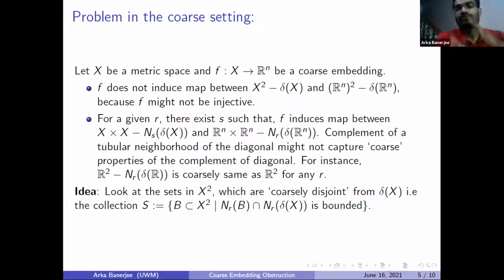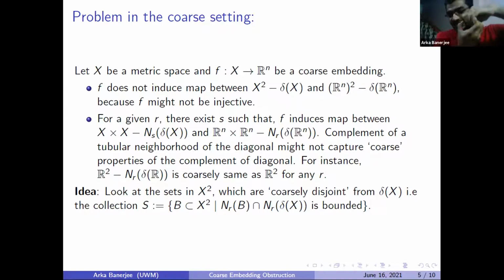To capture the coarse property of the complement, what you need to look at is the sets which are coarsely disjoint from the sets you are deleting. So here we are trying to delete that diagonal, and so we have to look at the set B, which has this property that any neighborhood of B intersects any neighborhood of the diagonal in a bounded set. Okay? So you can think about the analogy you have in the topological setting.